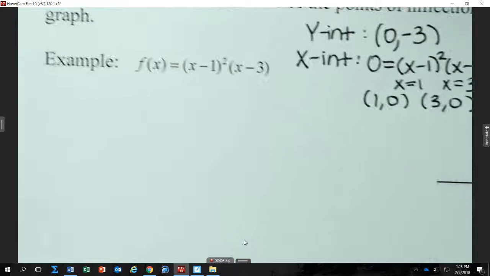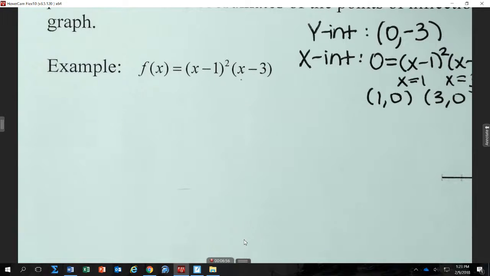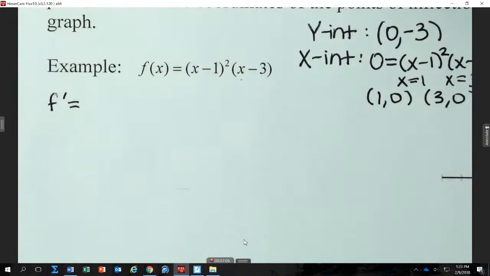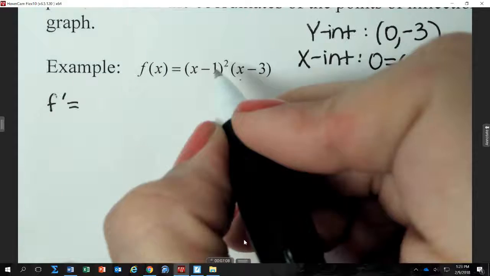Okay, so now let's go ahead and get into the tests. First, I'm going to use the second derivative test to figure out your relative maxes or mins. Okay, so let's go ahead and first find the first derivative. Okay, I need the product rule here.